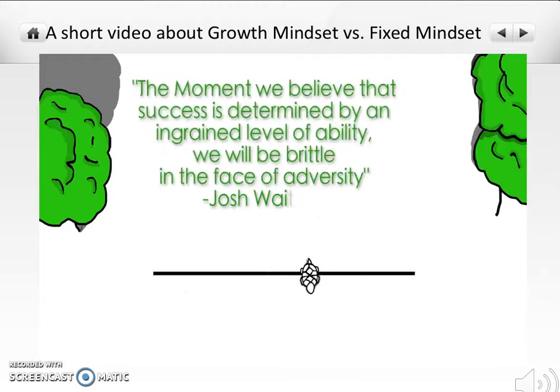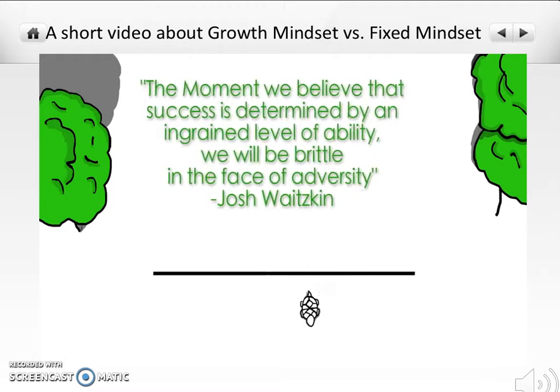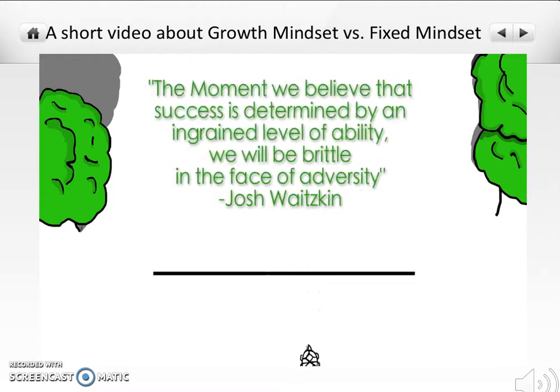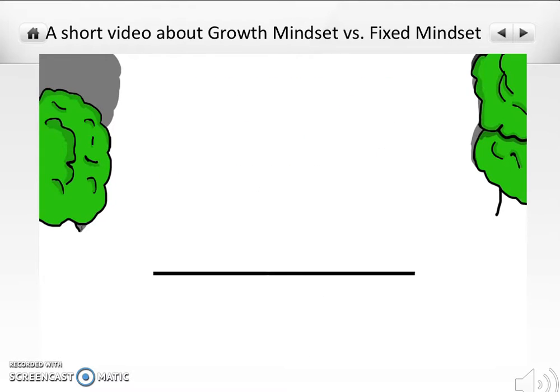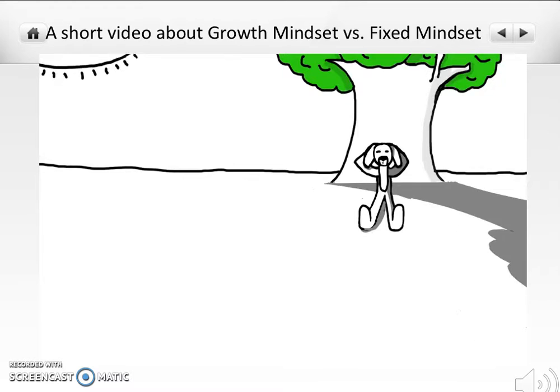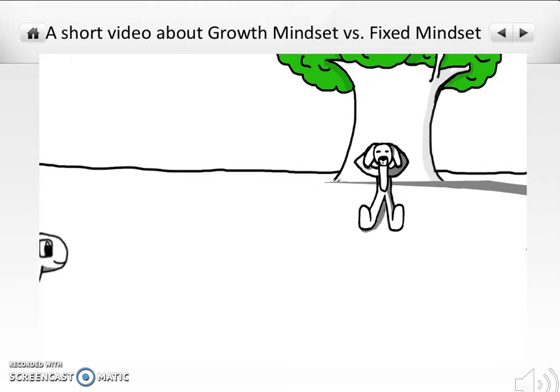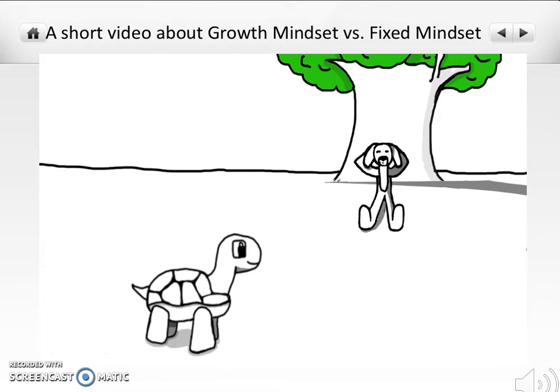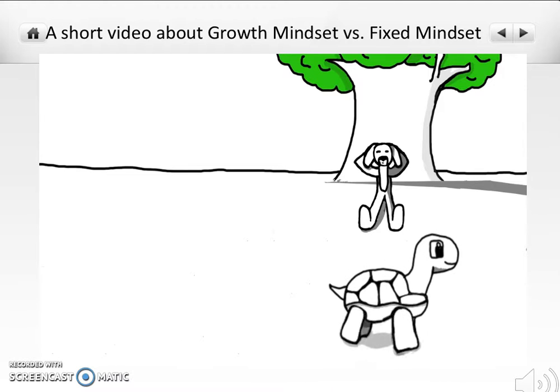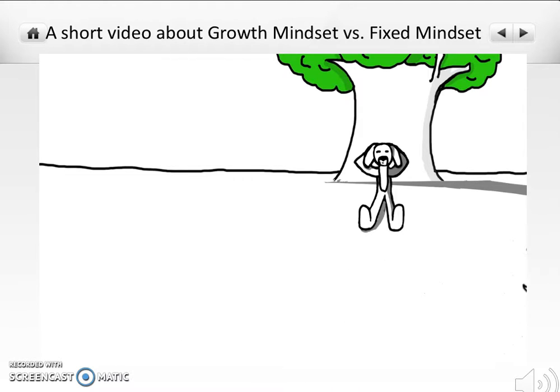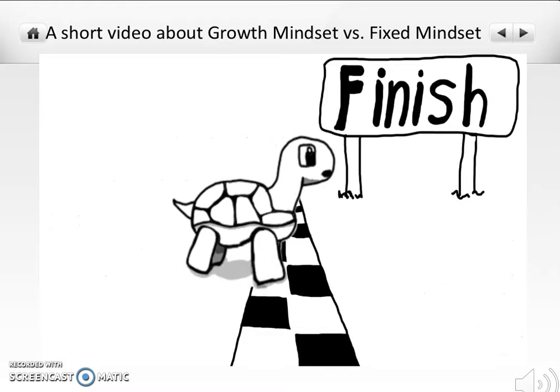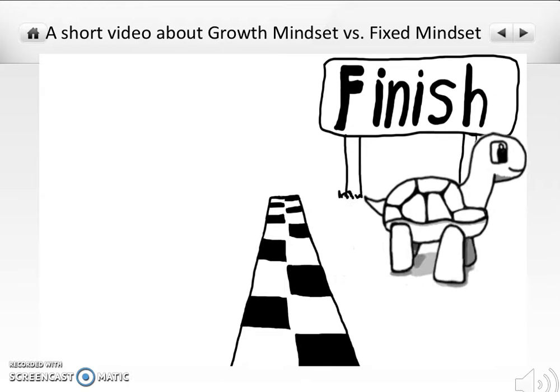The moment we believe that success is determined by an ingrained level of ability, we will be brittle in the face of adversity. This is what happens to the hare. The tortoise, however, with a growth mindset, continues to power through and work hard, overtaking the hare eventually and winning the race. Nice one, Terry. Thanks, narrator. You're welcome, Terry.